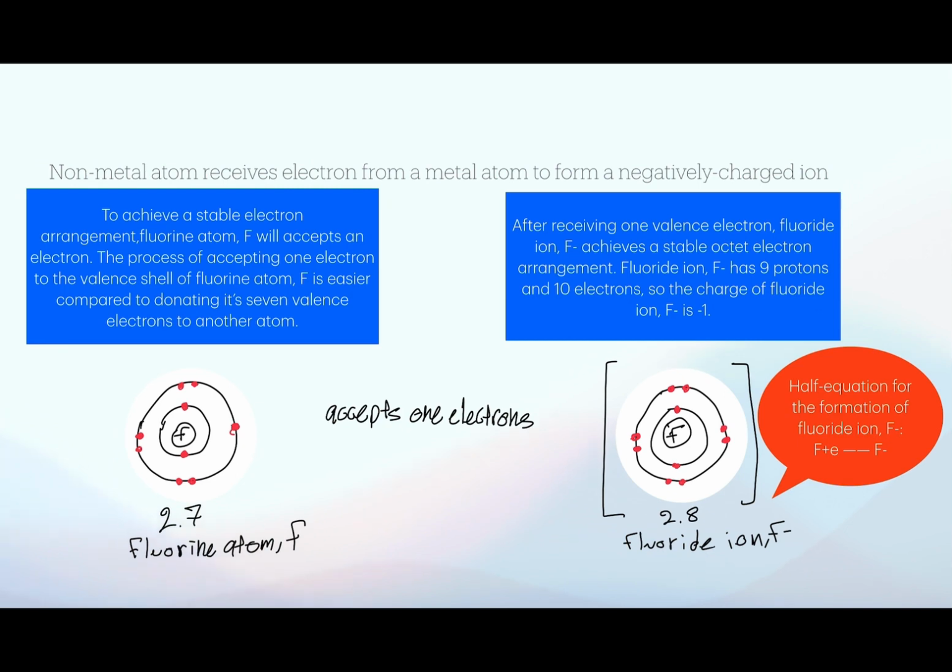After receiving 1 valence electron, fluoride ion achieves a stable octet electron arrangement. Fluoride ion has 9 protons and 10 electrons. So the charge of fluoride ion is negative 1.